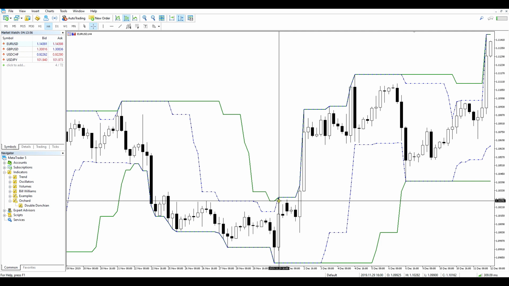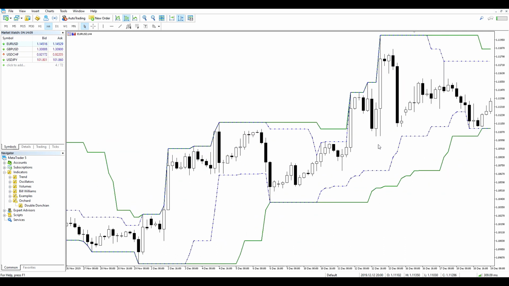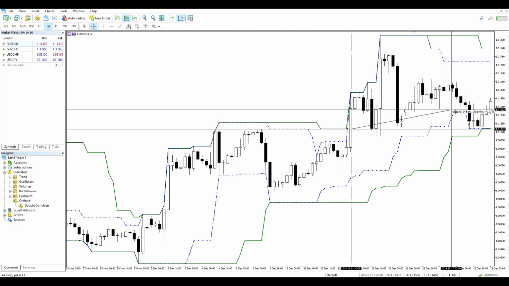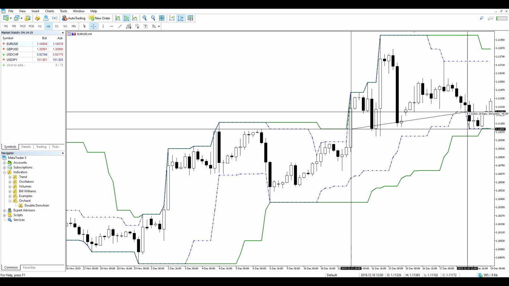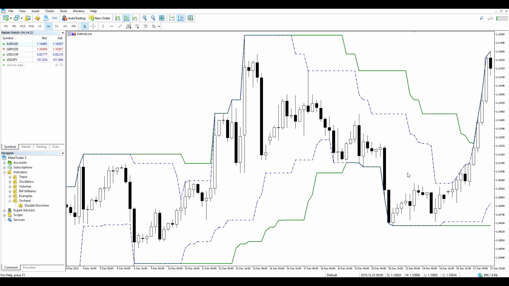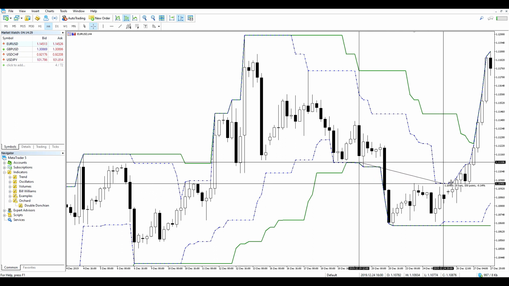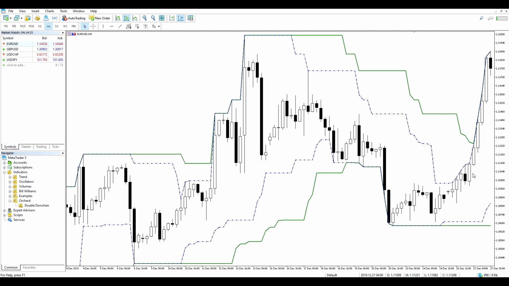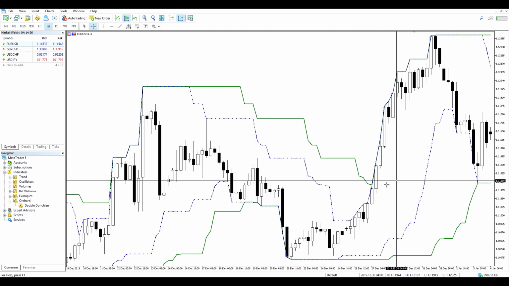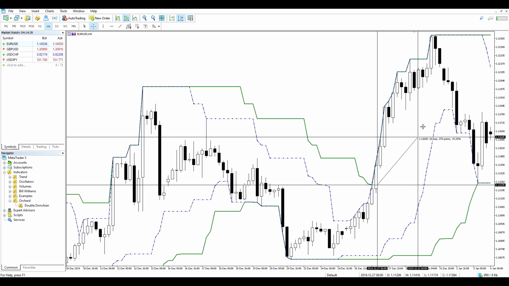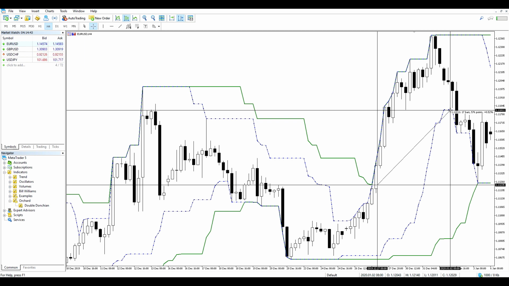A buy trade here, which we would have held until a profit of 416 points. Another buy trade here, which would close there for a profit of 164 points. A sell trade here, which would have closed for a profit of 150 points. A buy trade, which would have closed for a profit of 576 points.